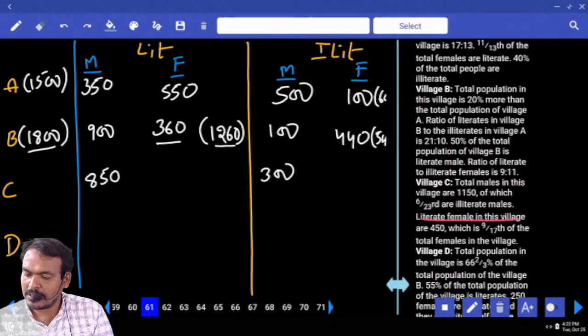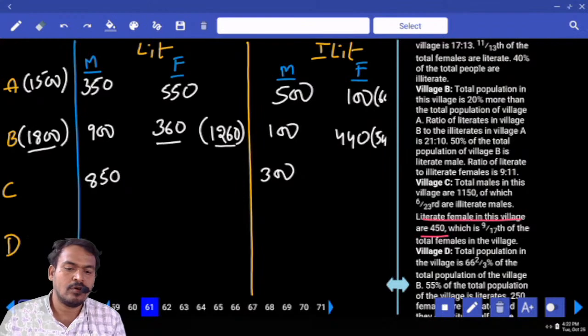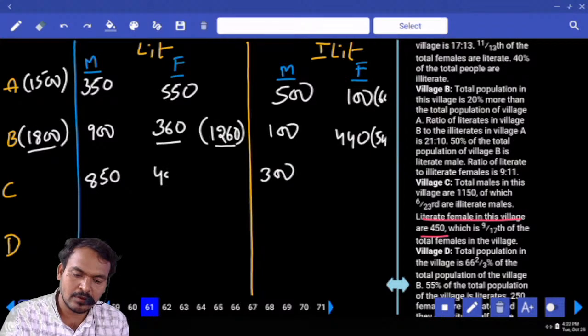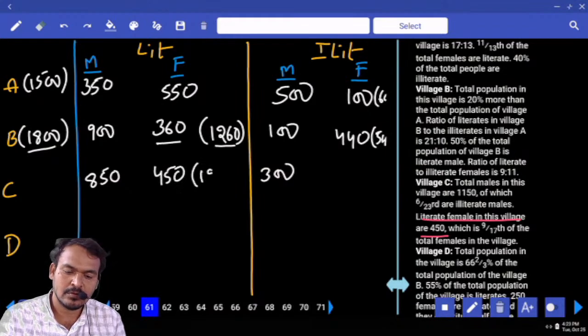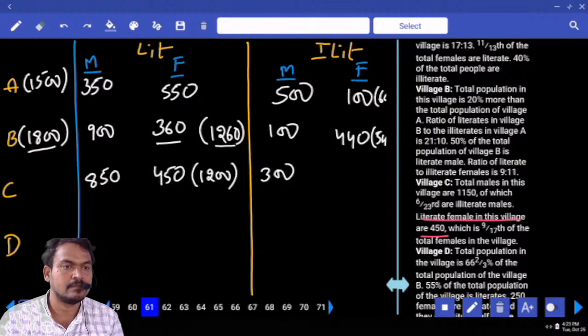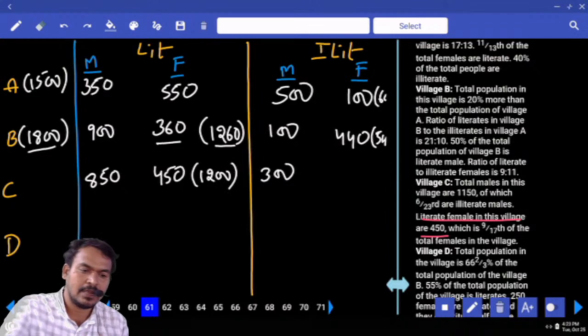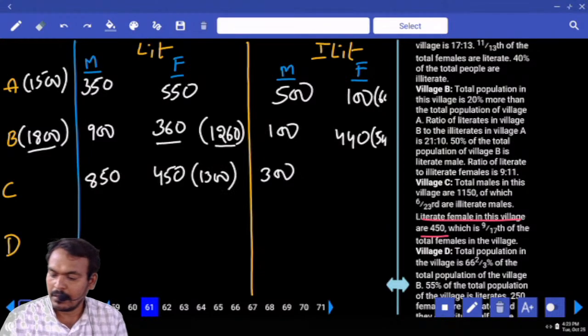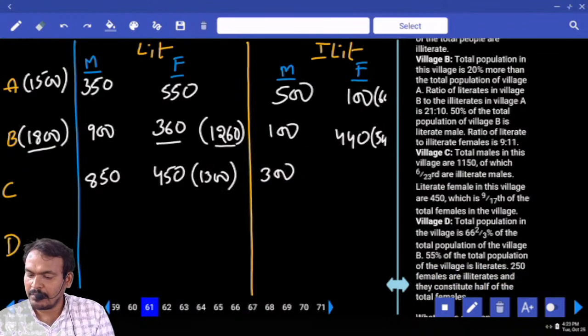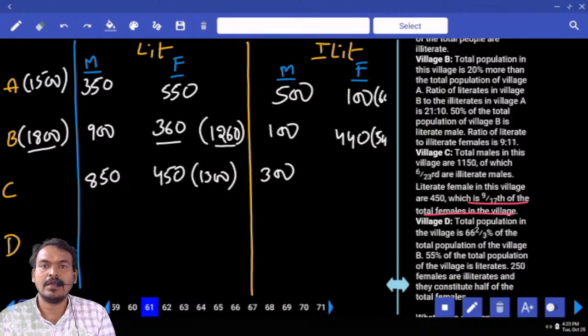Literate females in this village are how much? 450. Then total literates are how much? 1200 or 1300? 1300. Next.